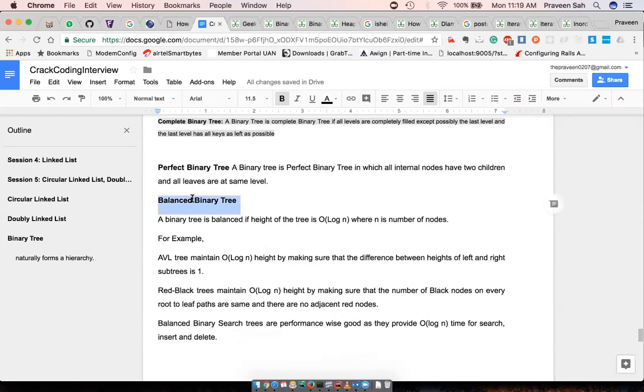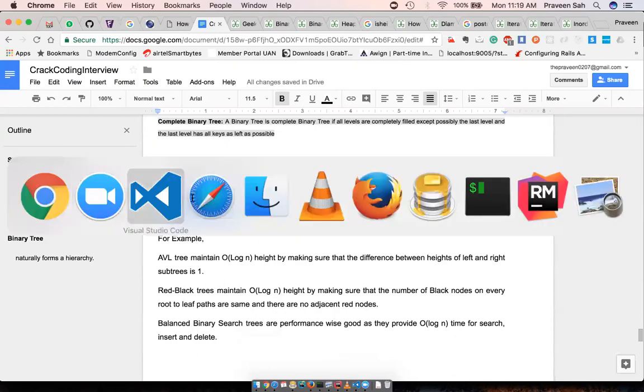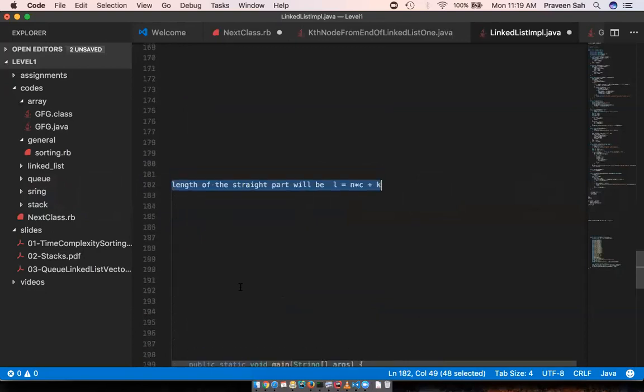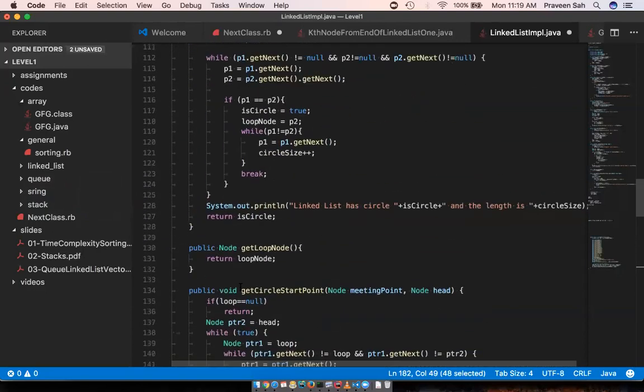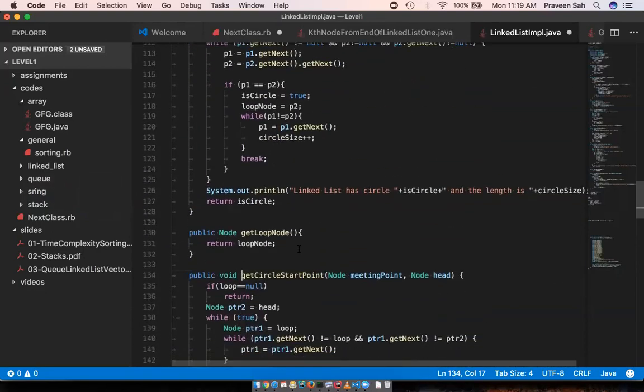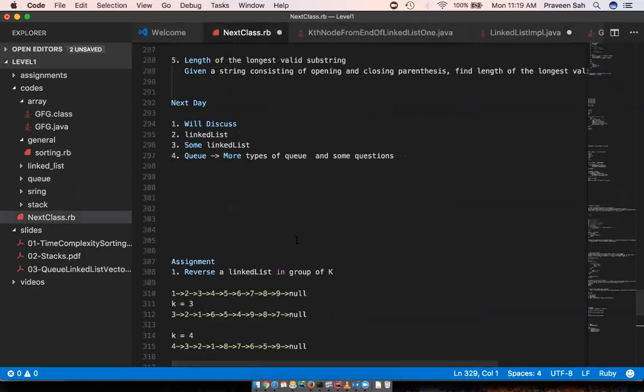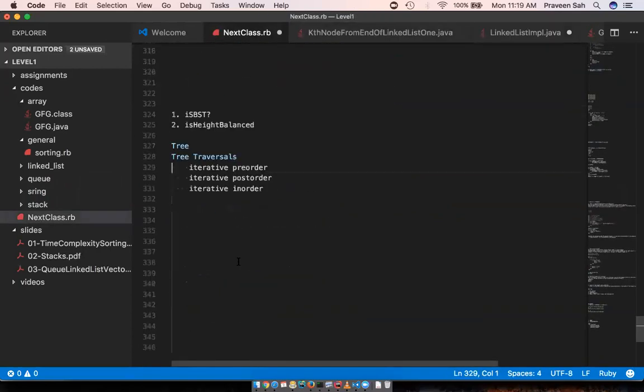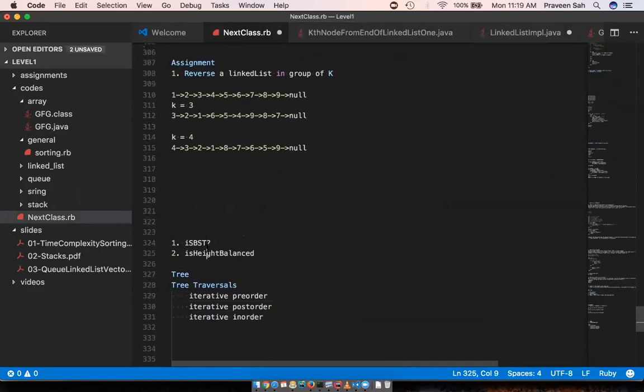How are we doing that? Whenever we insert a new node, we try to make it balanced. Next question I have: is the tree height balanced? You have to solve this question, and then we'll talk about this.